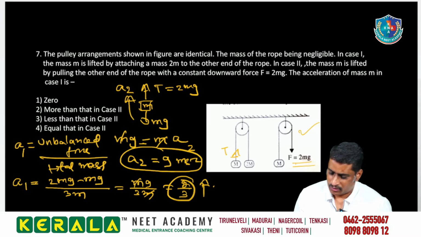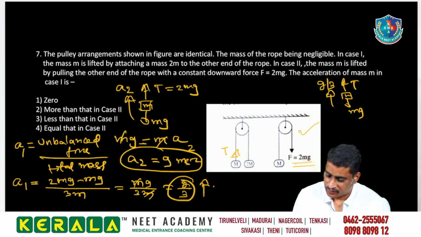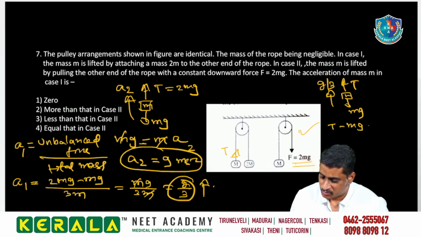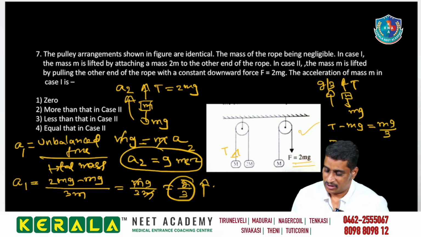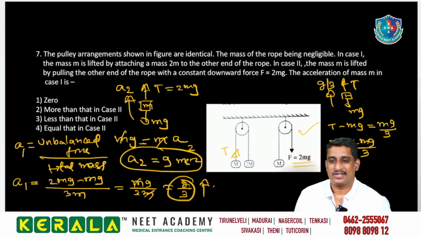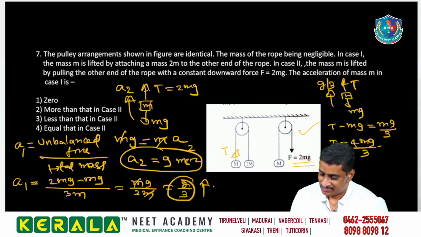Over this lighter block, two forces are acting. If you take the lighter block as the system, one is mg and the other one will be tension. Already we calculated the acceleration of that block. The acceleration of that block has come out to be g by 3. Therefore, from this equation you can write T minus mg will be equal to mg by 3. So T will be equal to 4 mg by 3 we are getting, which is nothing but 1.33 mg.